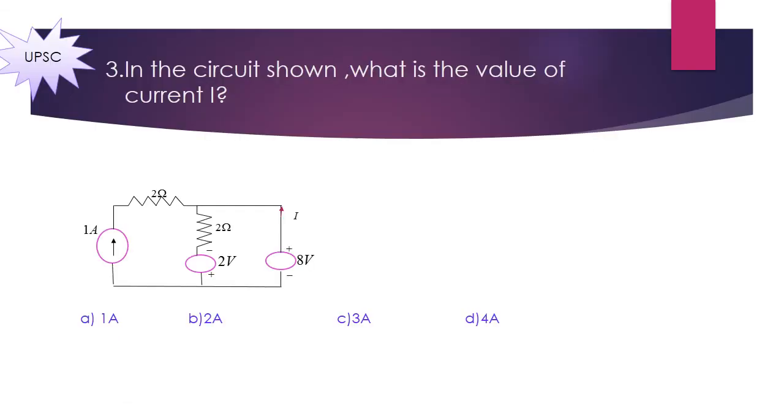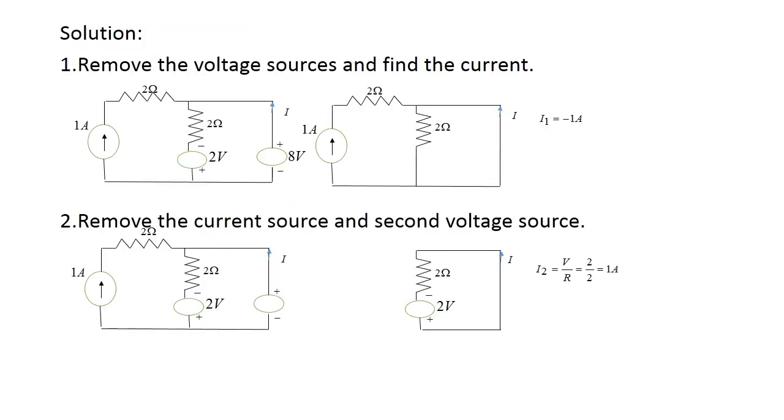Next question. In the circuit shown, what is the value of current I? So the current is I. We have to calculate this value. So first step is to remove the voltage source and find the current. So here we are having two voltage sources and one current source.